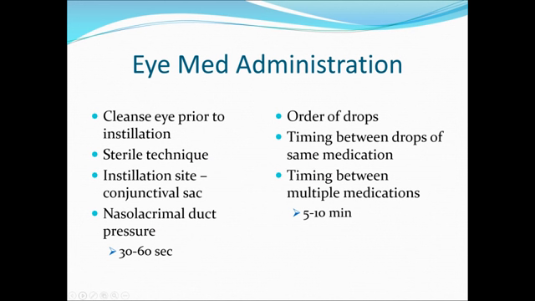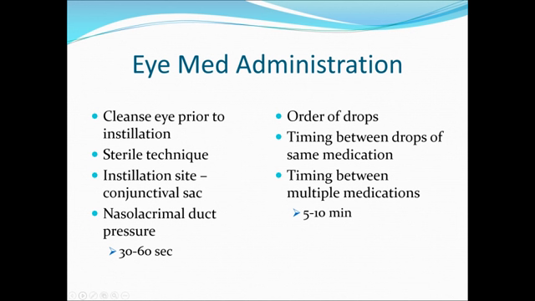Just a brief review of eye medication administration. Obviously, make sure you're cleaning the eye prior to instillation, maintaining sterility as you're instilling the medication. Instill it into the conjunctival sac and apply pressure to the nasolacrimal duct for 30 to 60 seconds. That's to help prevent systemic absorption of the medication. We want that medication to stay and work in the eye.